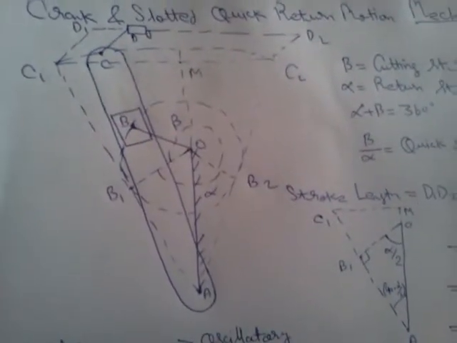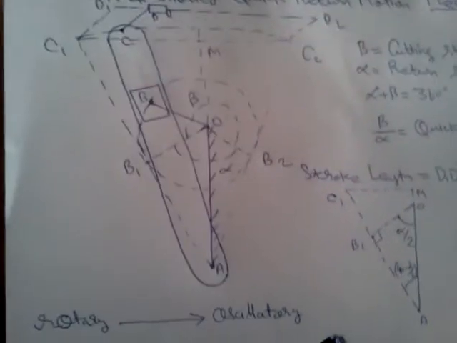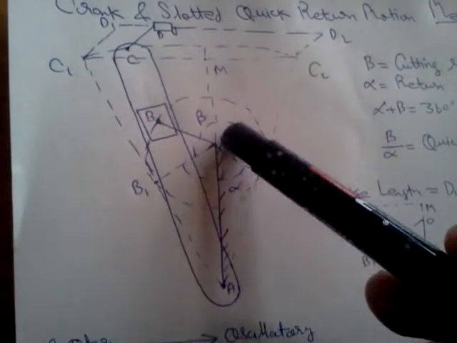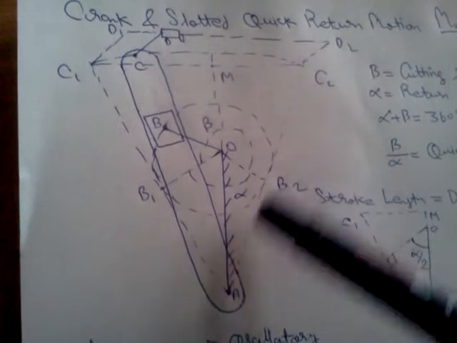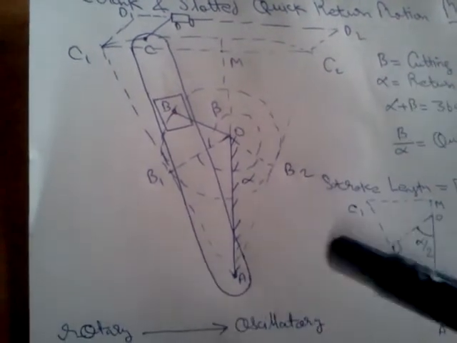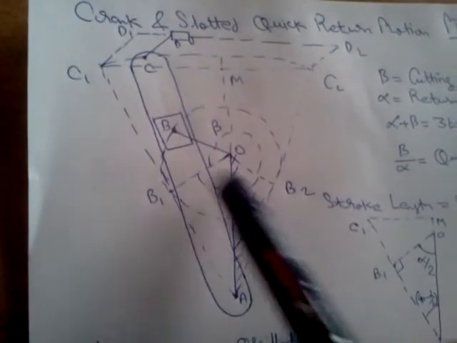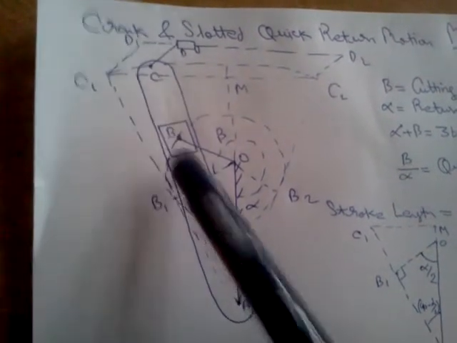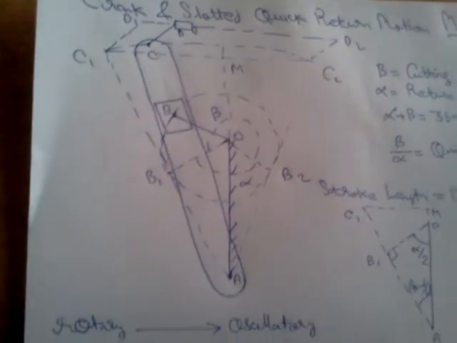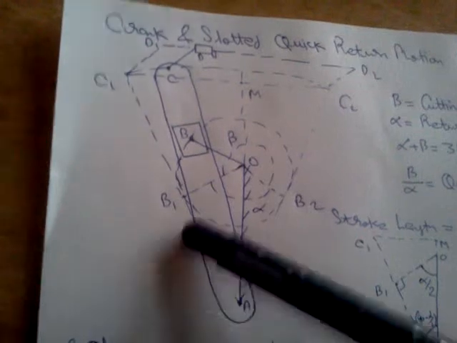So here we are going to show you the basic mechanism. Here in the crank and slotted bar mechanism, the crank rod is fixed just like here, and this OA is the connecting rod, and OB is the crank, which is here it is the piston, and this AC is the slotted bar inside which the piston slides.